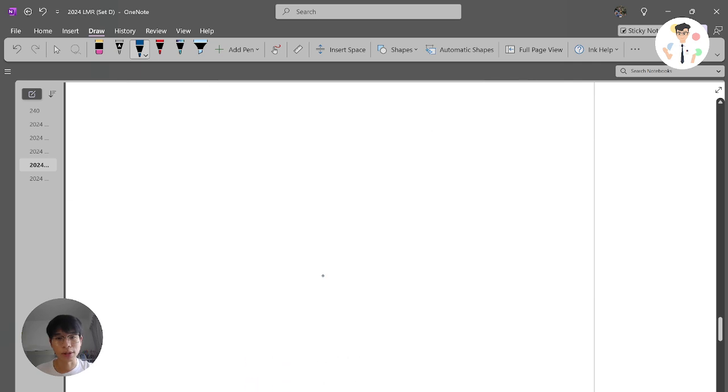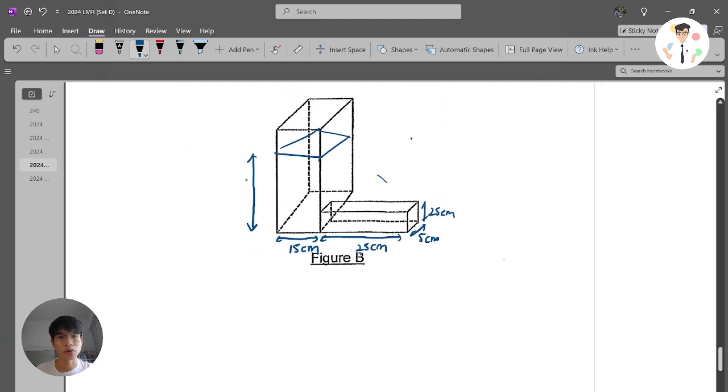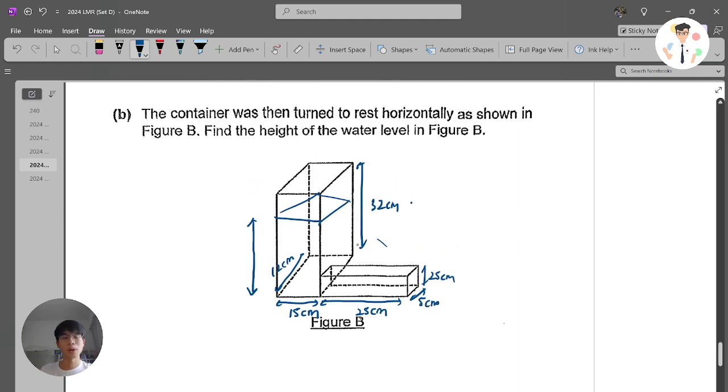And let's look at the rest first. Here is 32, here is 12. So the height here is 32 cm. And the length here, the breadth here is 12 cm. Okay, so now, what is the amount of water inside? Don't forget, it's 5755 cm³, right? Or ml.